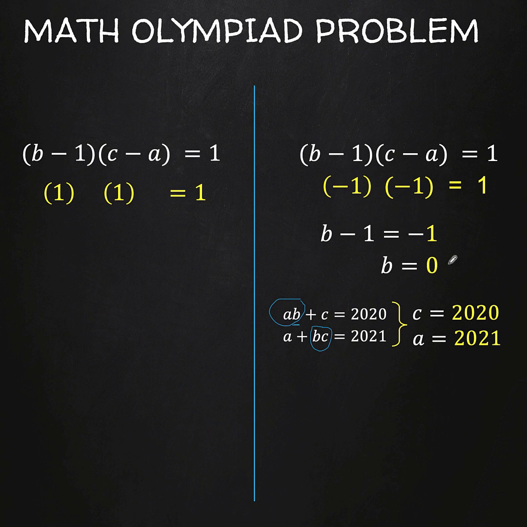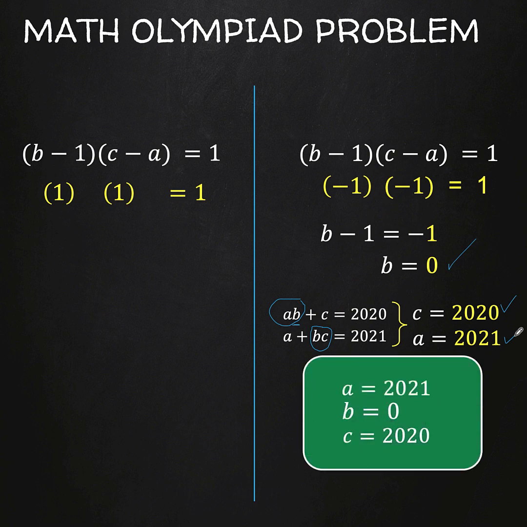So we now know the value of b, the value of c, and the value of a. So we have one set of solutions for this case. And these are the three results. Next, in the other case, let's take a look at this part here. b minus 1 equals positive 1.